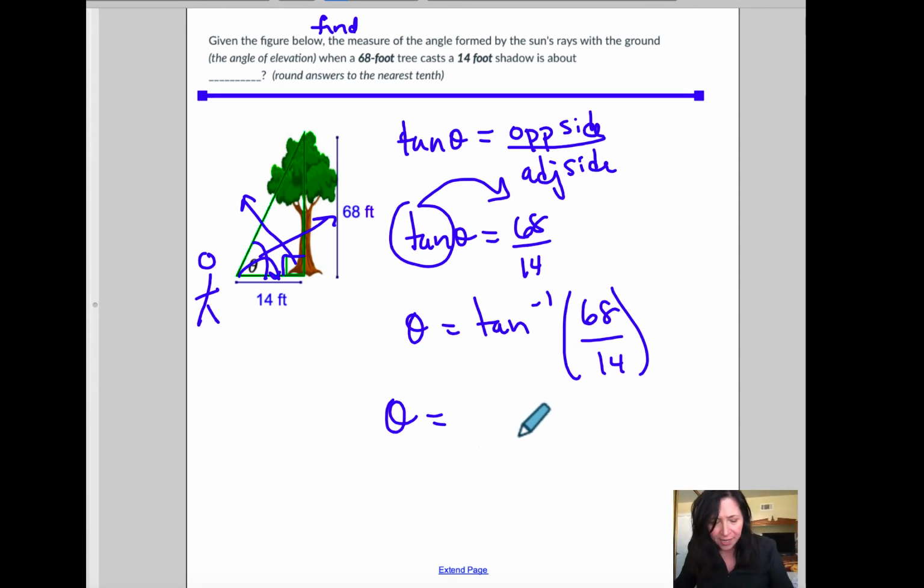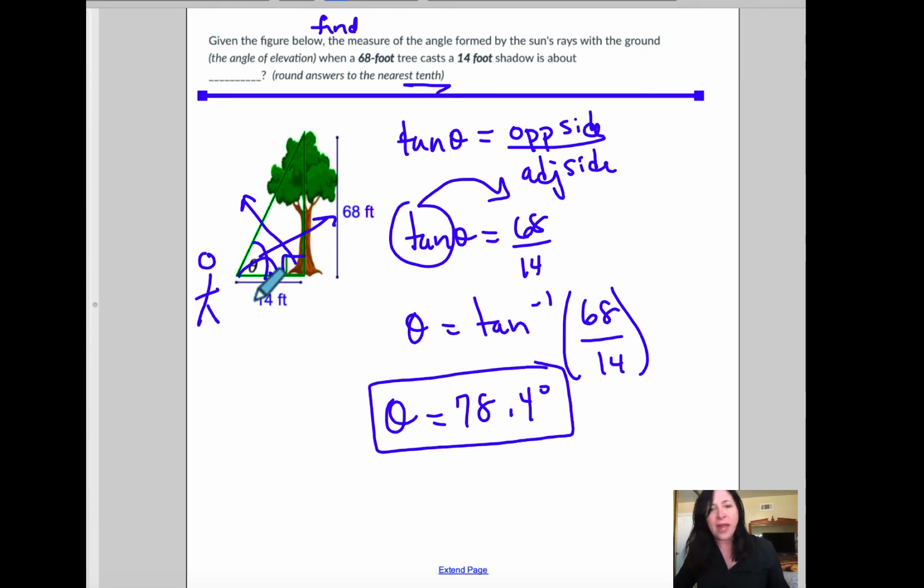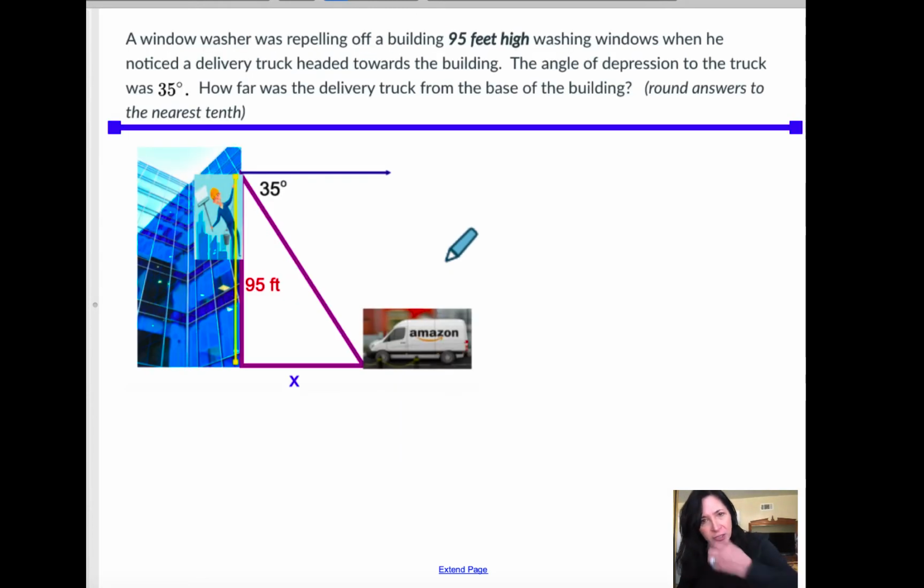So we're going to go arc tangent. So second tangent, put in parentheses, 68 divided by 14, close the parentheses, and I get about 78.4. It says round to the nearest tenth, so that's about 78.4 degrees. And so that's what theta equals. That's the angle of elevation. It's like your head is on the horizontal, and you lift it up like that. That's your angle of elevation.